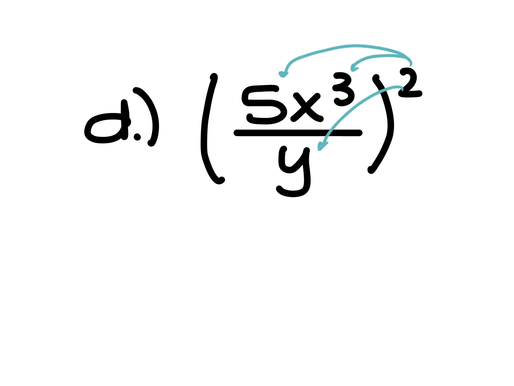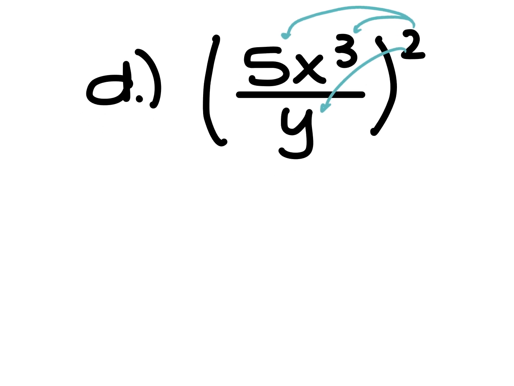Some people forget to distribute it to the coefficient, the number. Some people forget to do the denominator. So just make sure you distribute it to everything. So we have 5 to the second power, x cubed to the second power, over y to the second power.